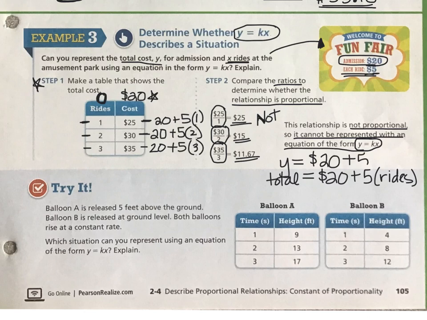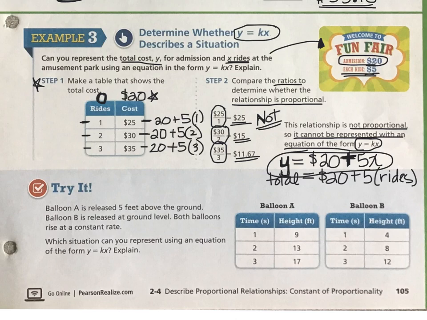But in this case, what are we using in place of the word rides? That is the variable x. So we do have an equation that we can write, but it will not be in the form of y equals kx. You'll notice that there's addition in that equation. So we're not just multiplying, we also have to add in more information.